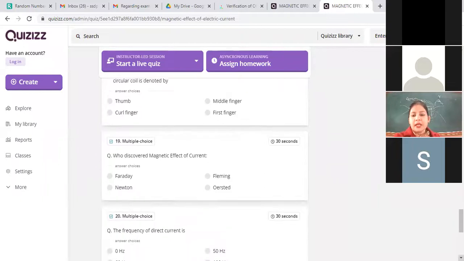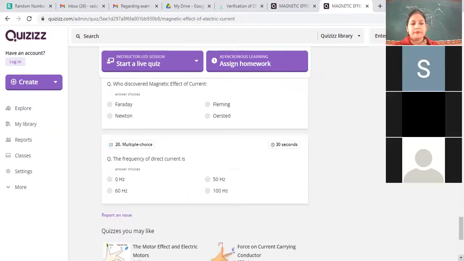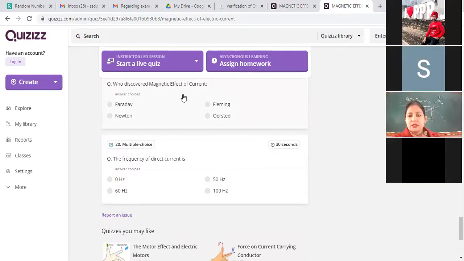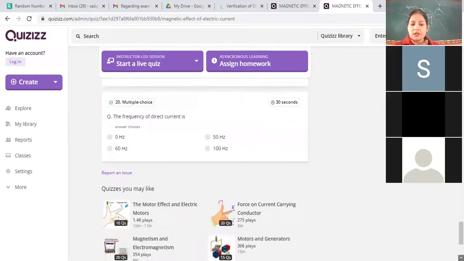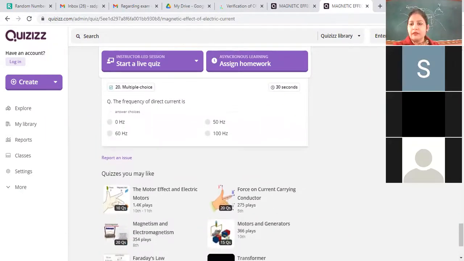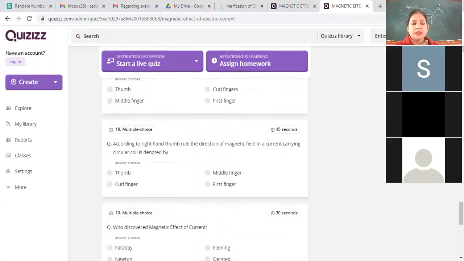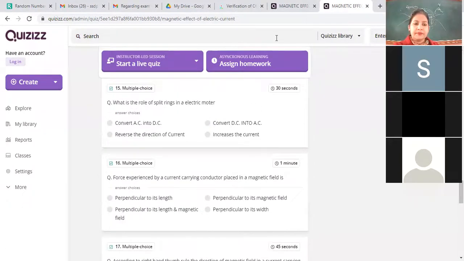Who discovered magnetic effect of current? Oersted. Hans Christian Oersted. For the first time, he gave the magnetic effect of current. The frequency of direct current is 0 hertz. Okay, you don't need this, but that is 0 hertz. Okay.